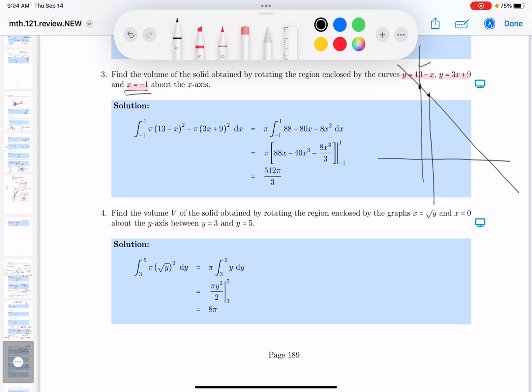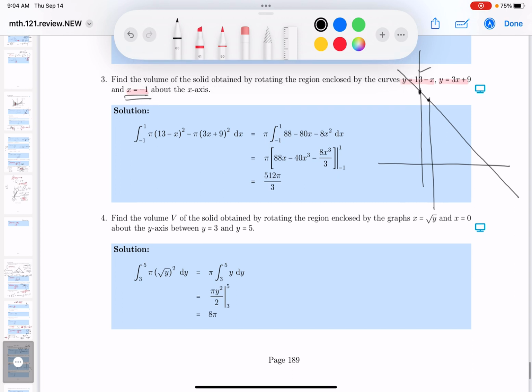Now, the other line has a slope of 3, positive slope, and a y-intercept of 9. It's a steeper slope, so something like this over here. All right? So right now, I know the region, the one they're talking about, this one over here. I want to find all the points I need, though. I need this point over here, where those 2 lines intersect.